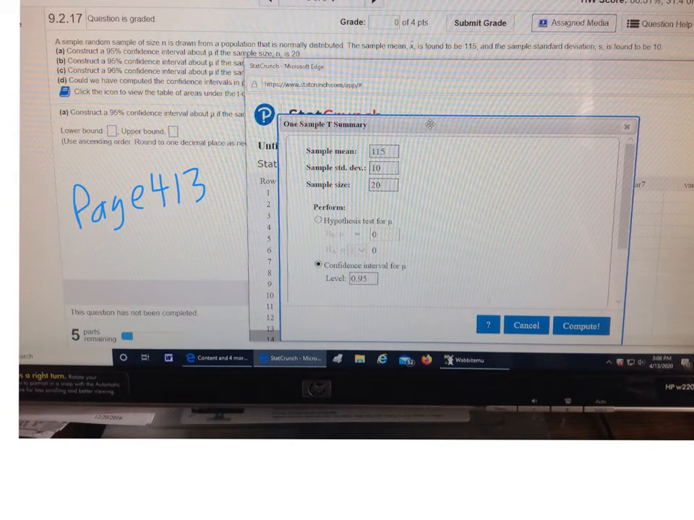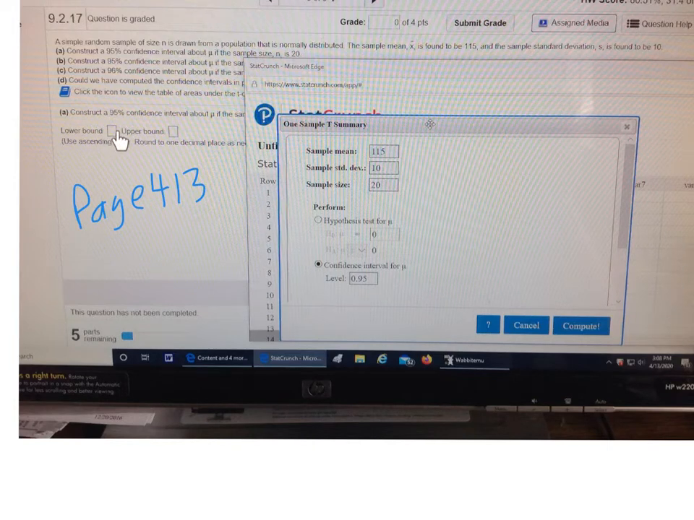So you're asking how to work this question. I guess it's number 3 in assignment 9.2. A simple random sample of size n is drawn from a population that is normally distributed. The sample mean is given as 115. The sample standard deviation S is found to be 10 from the data. Construct a 95% confidence interval if the sample size is 20.